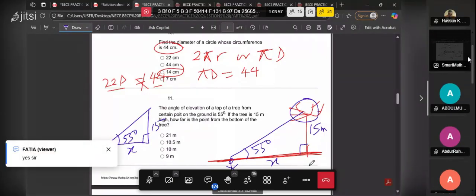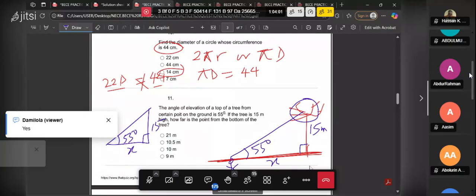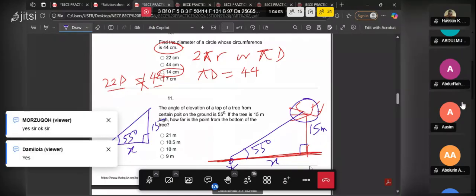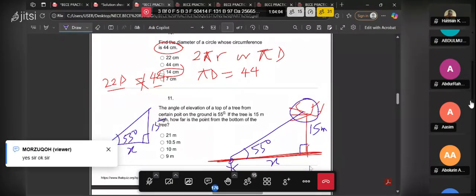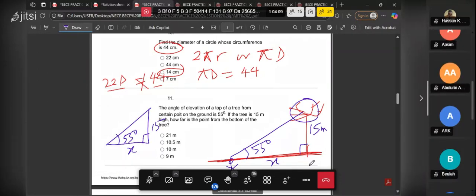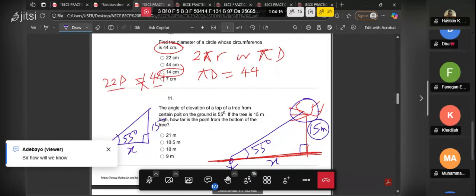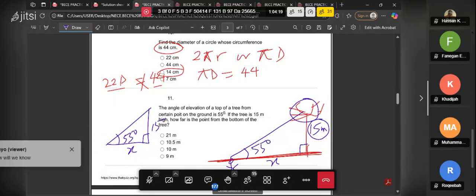You cannot use Pythagoras theorem in this case. There are some situations whereby you don't have any other choice than to use SOHCAHTOA, and there are some you don't have any other choice than to use Pythagoras theorem. But in the case of this one, you cannot use Pythagoras theorem because you are given one side. And for you to use Pythagoras theorem, you must have two sides, looking for the third side.